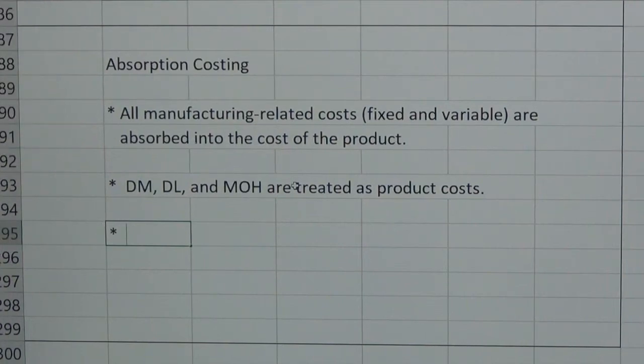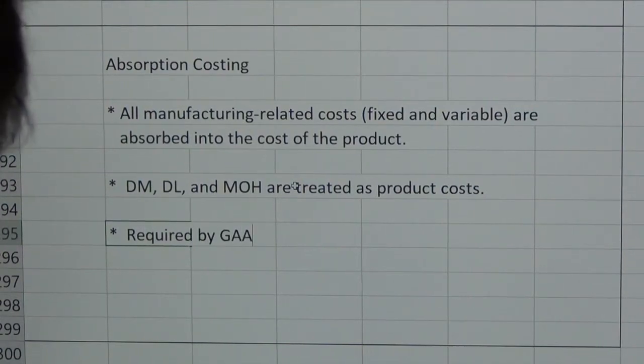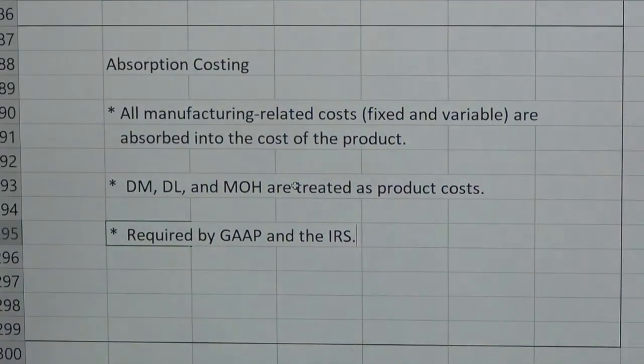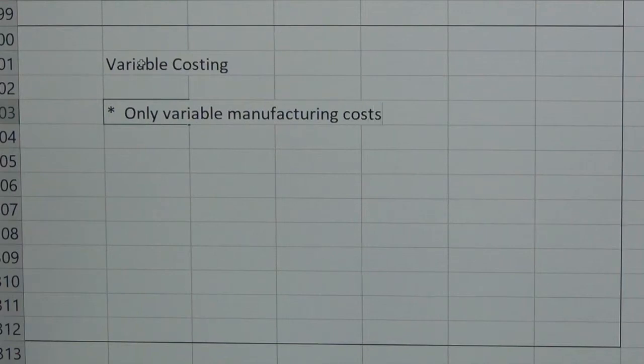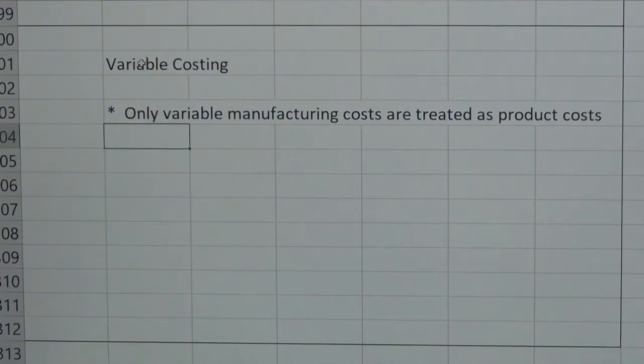But what's pointed out in the textbook is that absorption costing is required by GAAP and the IRS. So for tax purposes, full absorption costing is what we're going to be using. Now the new concept that we're going to be looking at is what's called variable costing. In this case, only variable manufacturing costs are treated as product costs. That's something different. We haven't been using that, but we're learning about variable and fixed costs, so that's why we're doing that, because that makes most sense, right?